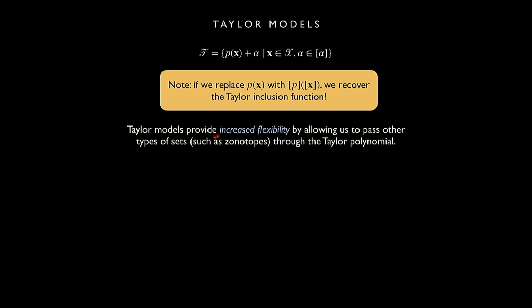Taylor models provide increased flexibility by allowing us to pass other types of sets through the Taylor polynomial. In the linear reachability lecture, we saw how we could pass all these polytopes through different functions, and hopefully we would want to be able to do the same thing here. And so now we can do that.